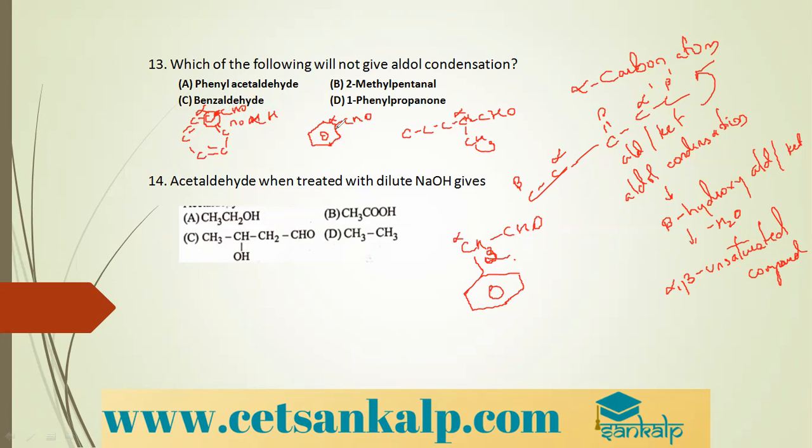Let us verify with one more last example. 1-phenylpropanone. Propanone is CH3COCH3, and 1-phenyl means either here or here, I'll put the phenyl group.